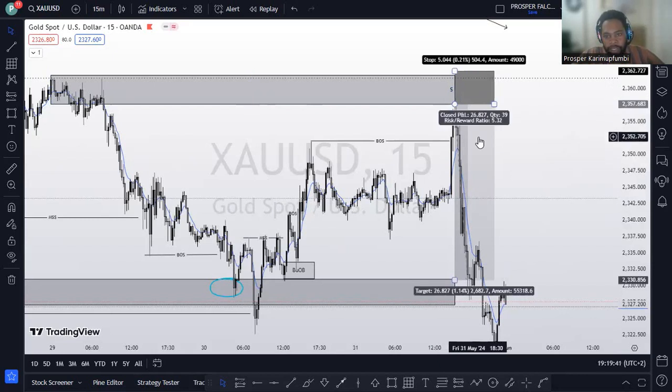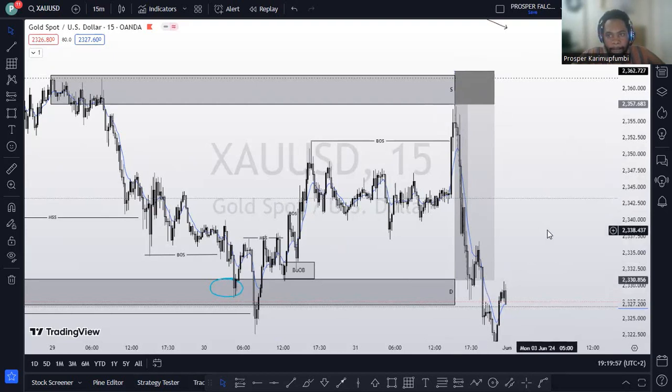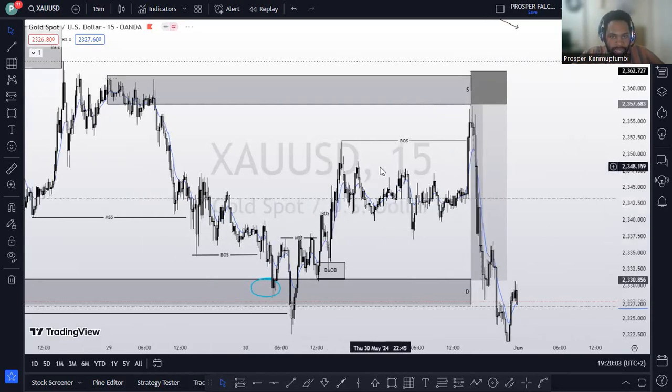So if you can look at this setup as well, it was actually a 1:5.32 risk to reward ratio. This was exactly 268 pips, and we actually shorted 240 pips on this asset, right? So what I just relied on here was actually the market mechanics.